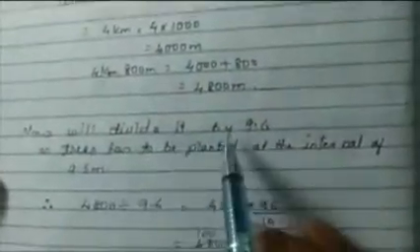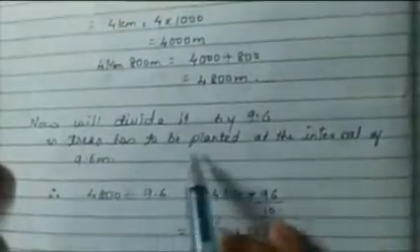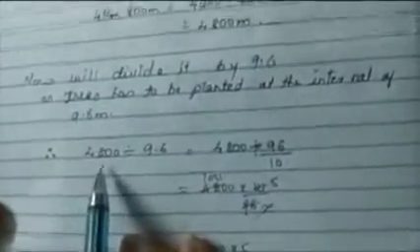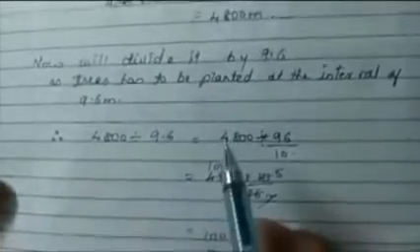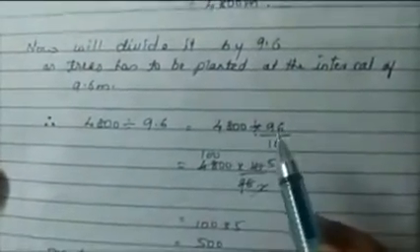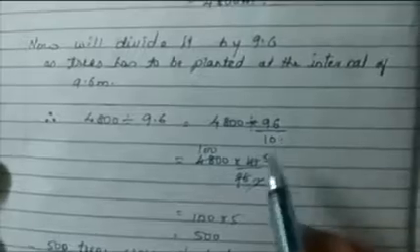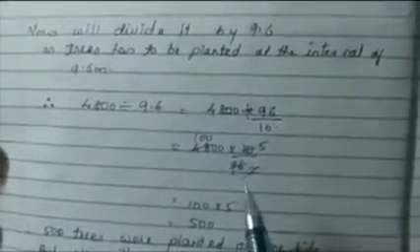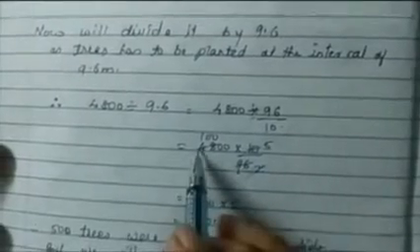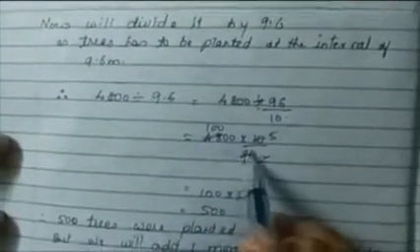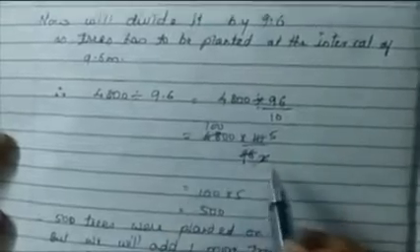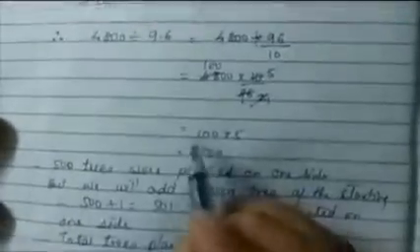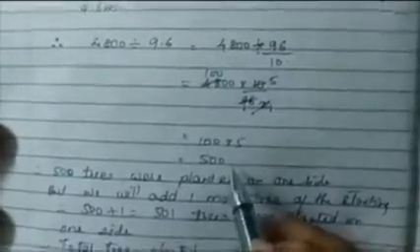Now we will divide it by 9.6 as trees have to be planted at the interval of 9.6 meter. Therefore 4800 divided by 9.6 is equal to 4800 divided by 96 upon 10, which is 4800 into 10 upon 96. 48 ones are 48, 48 twos are 96, it becomes 100. So 2 ones are 2, 2 fives are 10. So 100 into 5 is equal to 500.